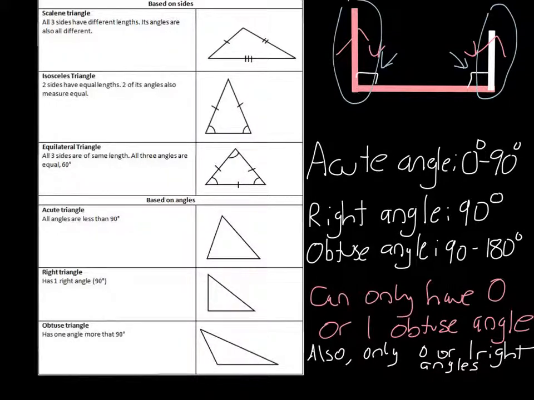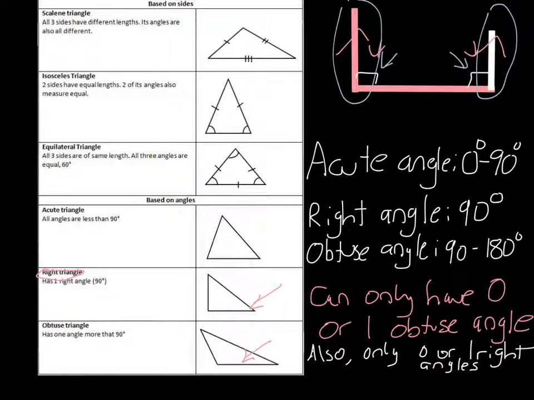So when we're classifying a triangle based on angles, we're just looking at, does it have a right angle or does it have an obtuse angle? If it has an obtuse angle, remember it can only have one obtuse angle, like in this case, we call it an obtuse angled triangle or an obtuse triangle. If we have one that has a right angle, remember it can only have one 90-degree angle, the other two angles must be acute, we call that a right angled triangle or a right triangle.